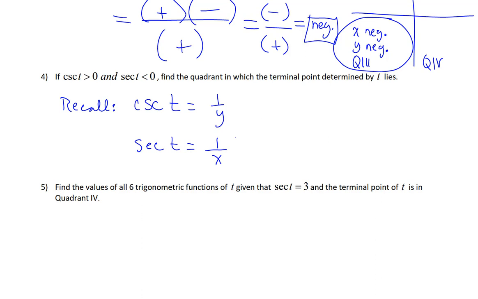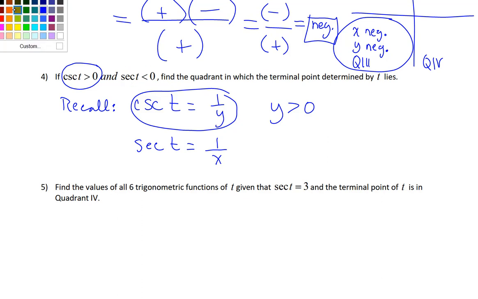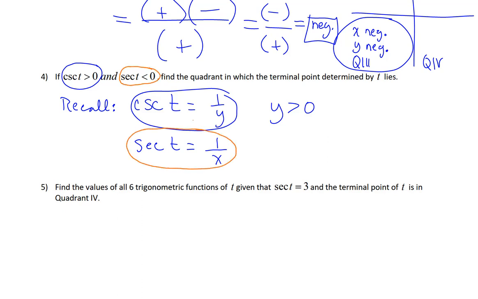And what we know is a couple things here. If the cosecant is positive and the cosecant is defined as 1 over y, that means that y must be positive, because 1 over something positive would give you a positive result. Secondly, in the same way, if the secant of t is negative, then that means x must be negative, because 1 over x is how we define secant. The only way to get that negative value is if you have 1 over something negative, so x must be negative if secant is negative.